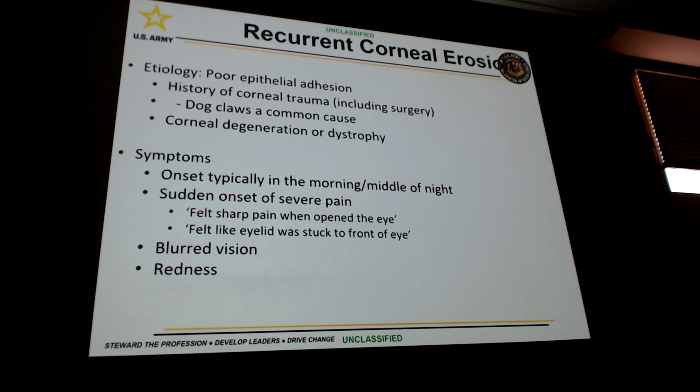But they're extremely painful and you feel like you're going blind. So a lot of times these patients will call in the morning or they'll come to sick call in the morning and they're like, I have a really sharp pain. I woke up, my eyes hurt. And it's usually just one eye, okay?